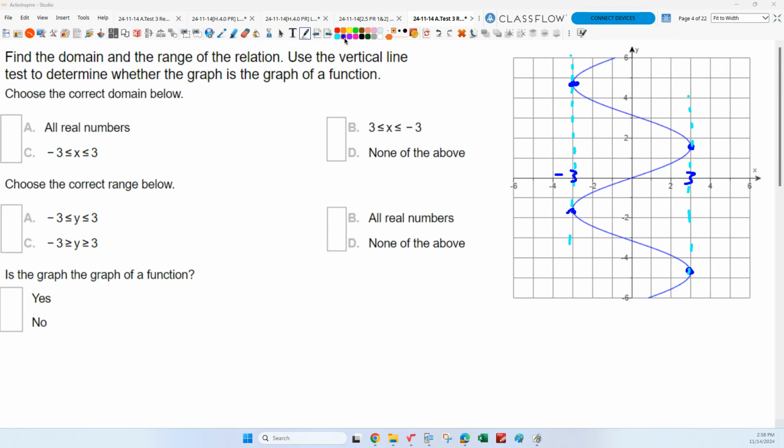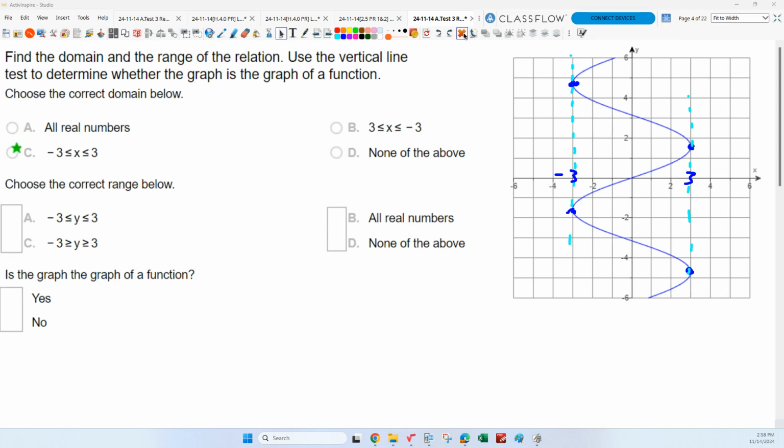So then the answer would be A, B, C, or D for domain. Would be C, wouldn't it? Yeah. Okay, give me thumbs. Is that working?